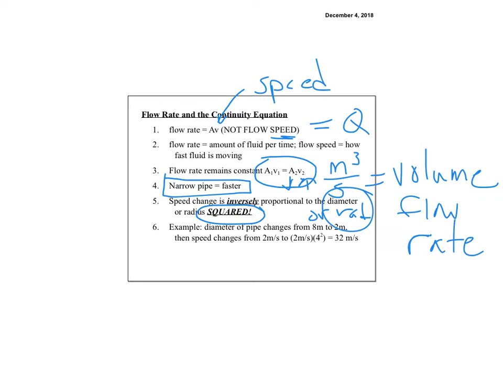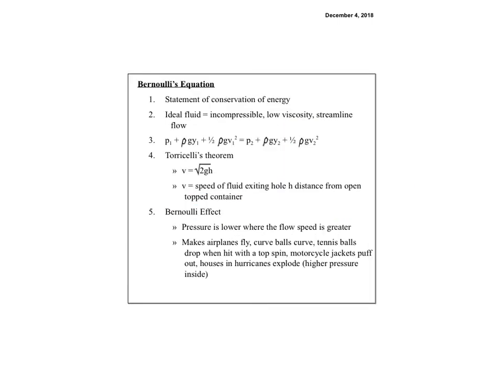So if the diameter of the pipe changes from 8 to 2 meters, and the speed starts at 2 meters per second, it got narrow, so it's going to go faster by 4 squared, so it's going to be 32 meters per second.